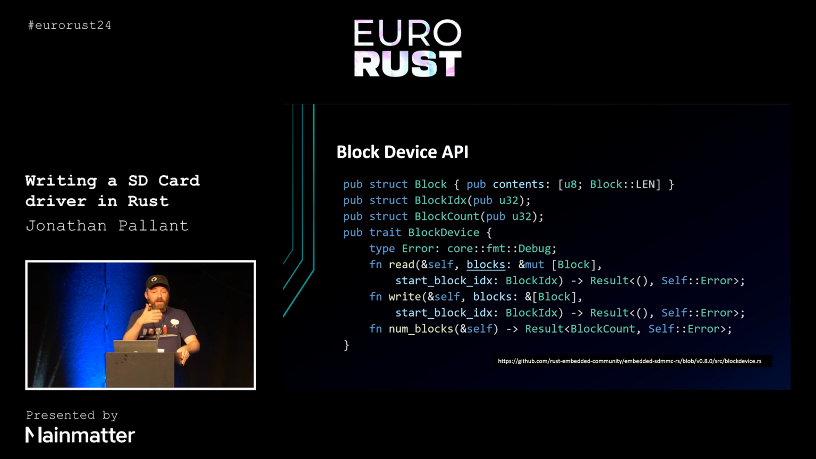And I can say, well, you can add two counts together and get another count. And you can add a count to an index and get a new index. But it is illegal to add two indices together because that doesn't make sense. And by using these new types, we can give people an API where it's harder to do the wrong thing. If we just said everything was an int, then it will be much easier to accidentally add two block indexes together. And so our block device trait, we have a read method, a write method, and a way to count how many blocks there are.